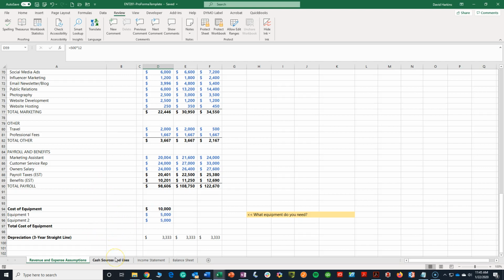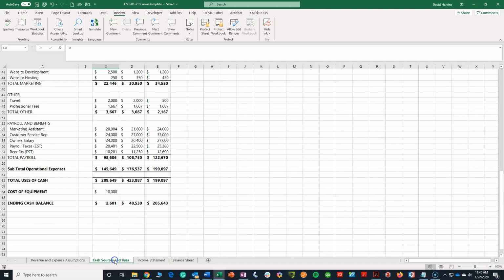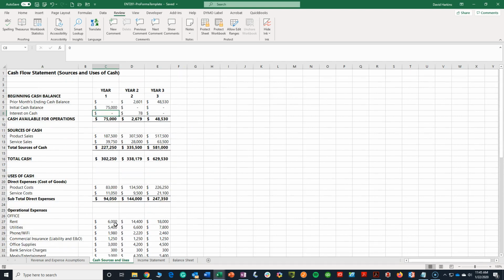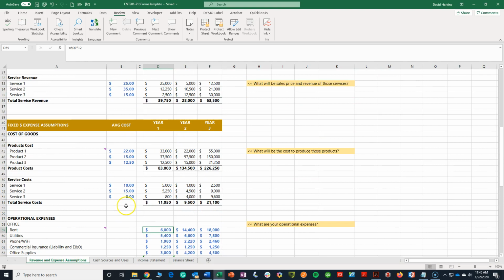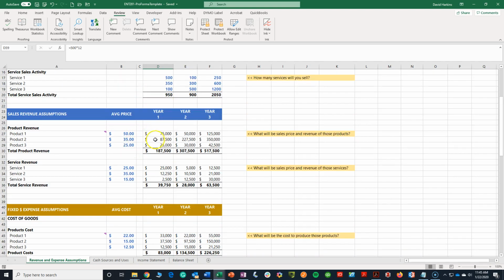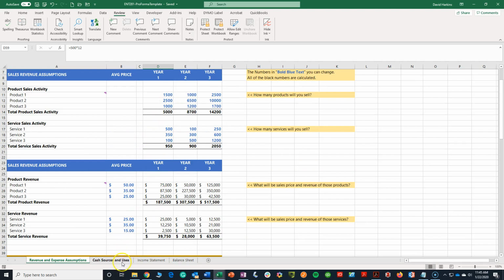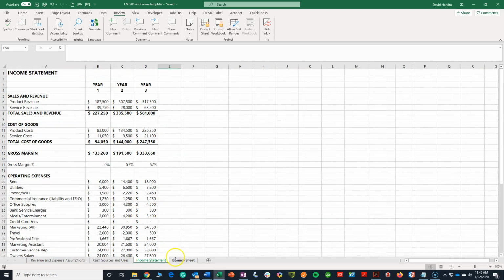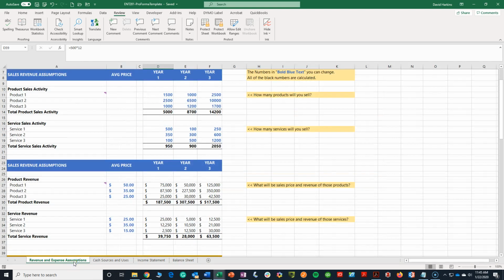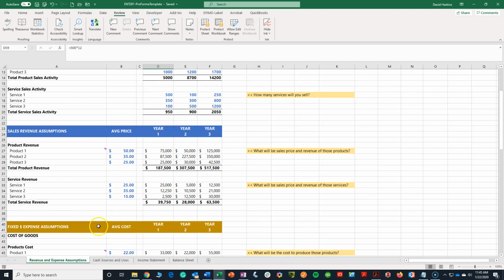So the next sheet is cash uses and sources. If you look at this, this is really a cash flow statement. This doesn't have any blue numbers, and that's because it's all calculated from your assumptions. So if you make changes to your business model here, it will flow through to cash uses and sources, to income statement, and to the balance sheet. That's what we talk about in the book and the assignments as an integrated financial forecast.